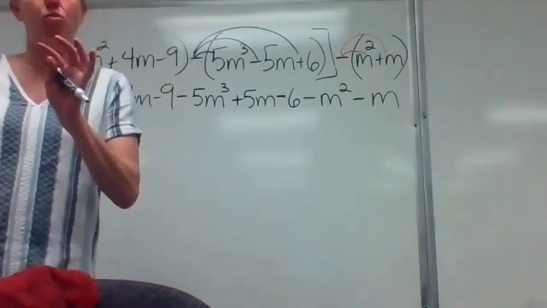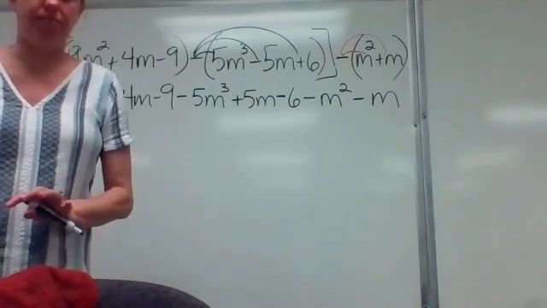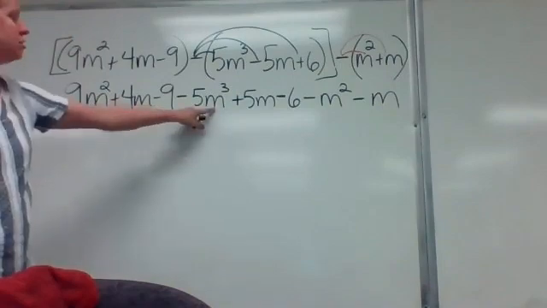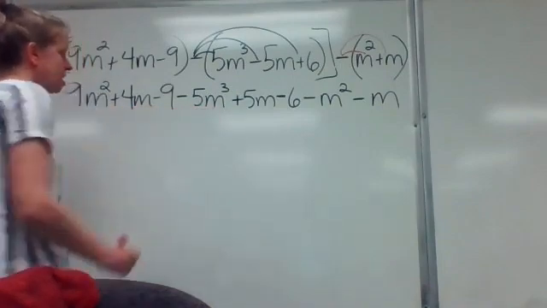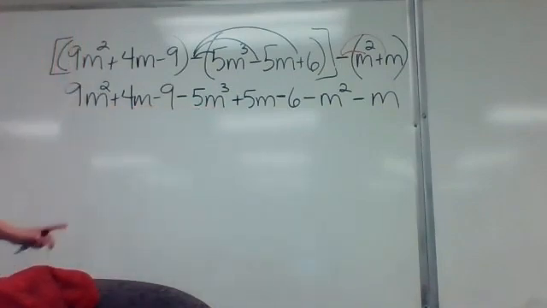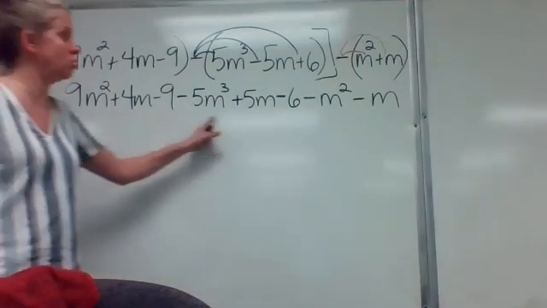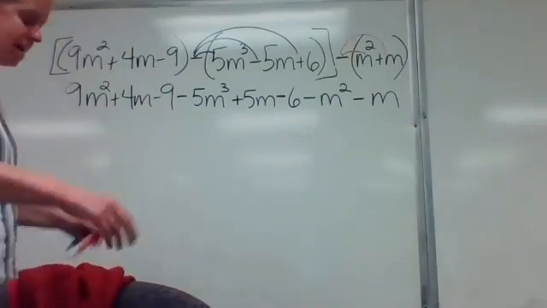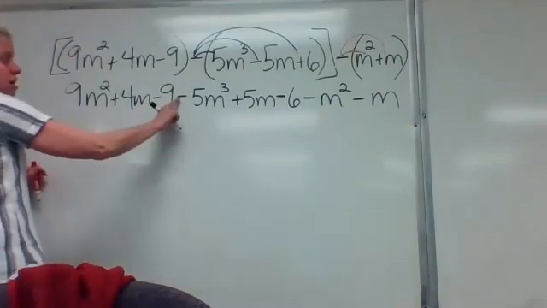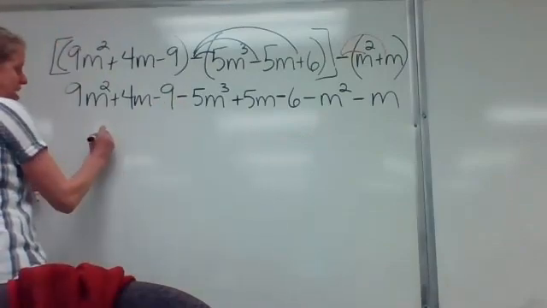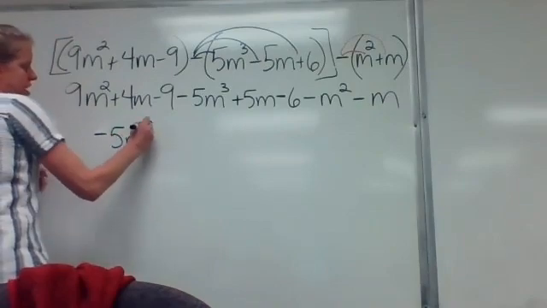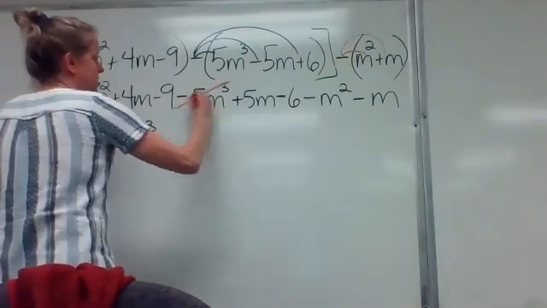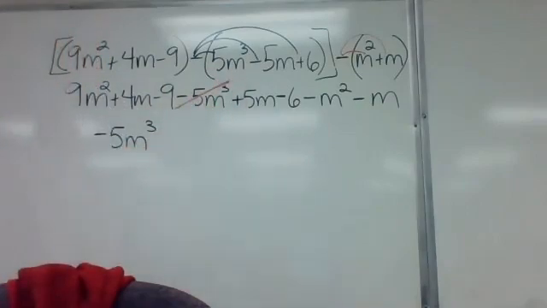And you always start with your highest exponent. So looking through here, it looks like my highest exponent is this m to the third. So I'm looking for any other m to the thirds, and I don't see any, which means I just bring that term down. There's nothing to combine with it. You bring it down with its sign. So I have negative 5 m to the thirds. And I would go ahead and cross this out so you don't try to add it with something else later. That's done.